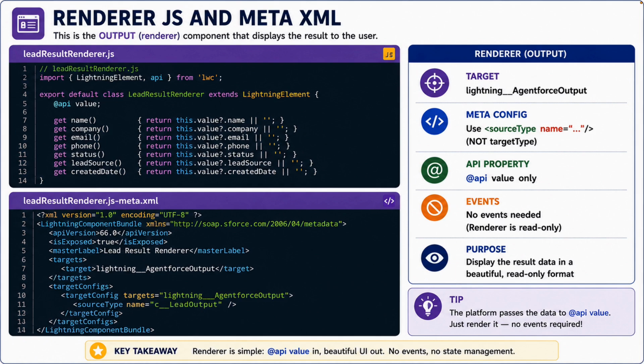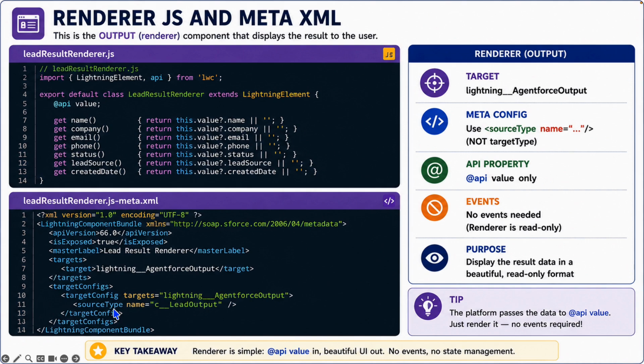Again, there are certain rules that you have to follow whenever you are building the Lightning Web component for rendering the output. The rule here is you have to specify that the target this time is lightning__AgentforceOutput. You have to again make sure that isExposed is set to true. You have to again specify the target config here as lightning__AgentforceOutput, but this time you have to use the source type.